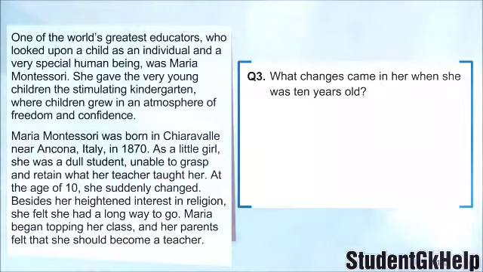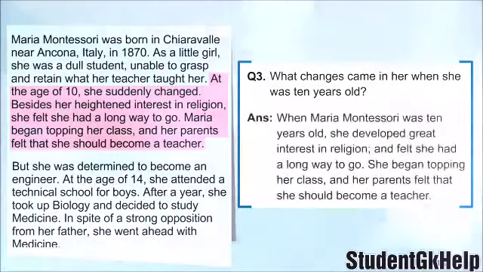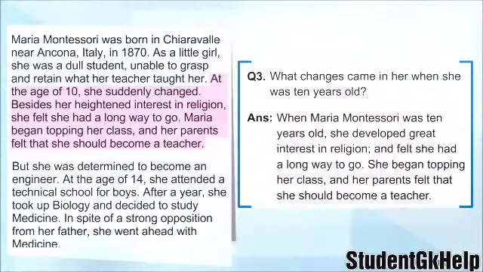The third question is, what changes came in her when she was 10 years old? For answering this question, we'll have to scan the passage again. The highlighted sentences talk about the changes that took place in her when she was 10 years old. This part gives us the answer to our question. What changes came in her when she was 10 years old? Answer: When Maria Montessori was 10 years old, she developed great interest in religion and felt she had a long way to go. She began topping her class and her parents felt that she should become a teacher.